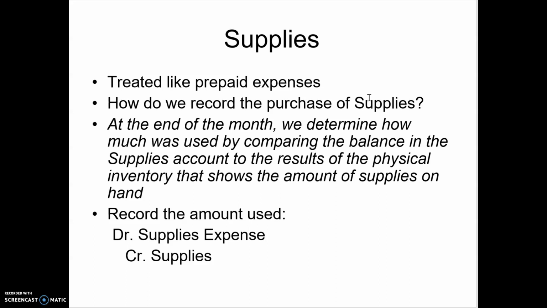We take a physical inventory of supplies. We see how much supplies we have on hand. We compare it to what we're showing as a balance of supplies in our general ledger account, and the difference is what we've used up. We make an adjusting entry to debit supplies expense for the amount of supplies we've used, and we credit supplies. The asset goes down because you've used up some of those supplies.